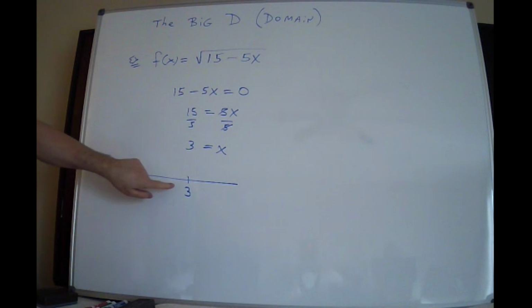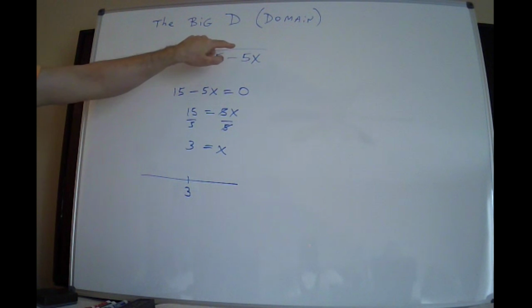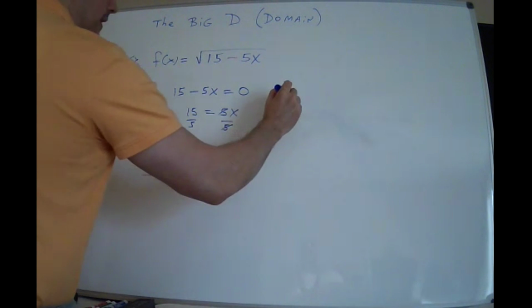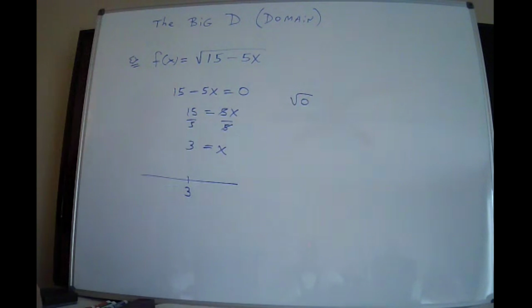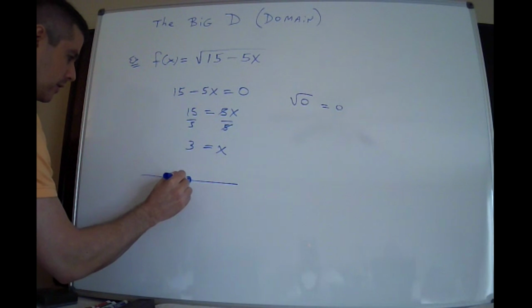Now, first question, does 3 work? Is it a freak or is it not a freak? So I'm going to take 3 in my mind and put it there. 15 take away 5 times 3 is 15 minus 15, which is radical 0. What number times itself is 0? Radical 0 is 0. This is defined. This is cool. So this one works.